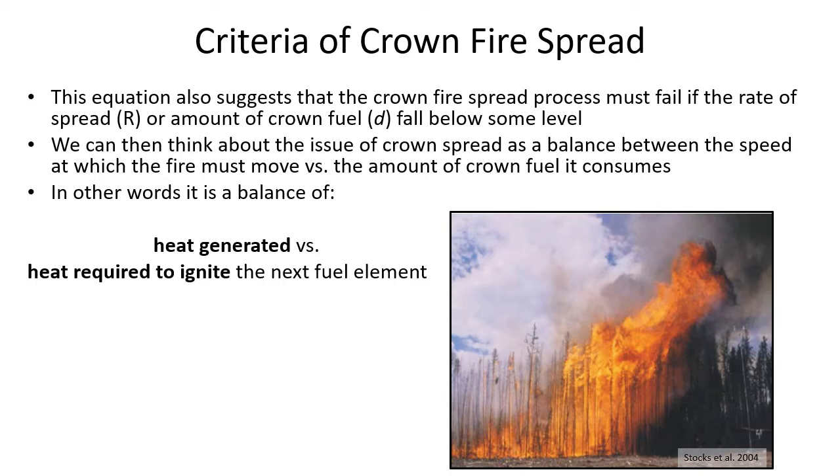Or we can have too little crown fuel, right? If the trees are really sparse, there's basically just not enough crown fuel to generate that required E, that required energy to maintain our active fire spread. So there's this balance between the speed at which it's moving and how much fuel it's consuming, or basically the heat generated versus the heat required to ignite the next fuel element. Noticing that's our basic theory of fire spread, right? Our energy flux needs to be greater than the heat required to ignite the next fuel element. Otherwise, our spread process is going to fail.